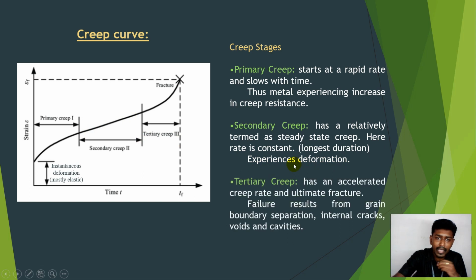And we move to the last one, tertiary creep. If you look at this graph, you can see the accelerated strain rate. Am I right? Accelerated strain rate. The strain rate increases in a very high manner, and it ends with fracture. This failure happens in the material. From microscopic level observation, it is found that it is because of grain boundary separation, internal cracks, voids, and cavities.